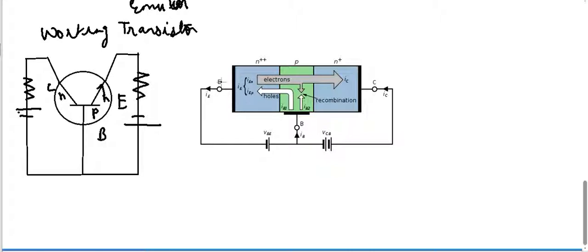So this is the emitter. This emitter has a lot of electrons here, correct? Because it is an N type semiconductor, it is doped with donor impurities. So this negative terminal will push these electrons towards the right. Pushing the electrons toward the right means the current flows in this direction. This is the current flowing through the emitter, known as the emitter current, or IE.